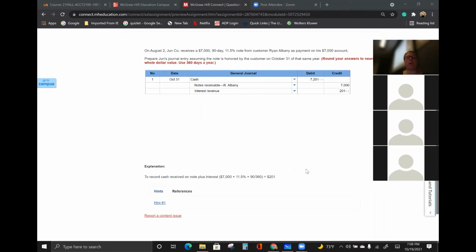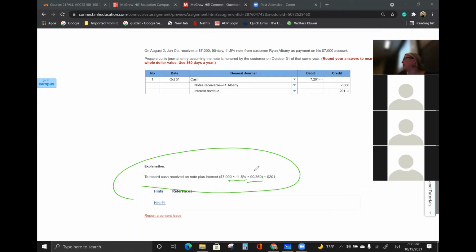So I get $201. So it's showing you the calculations here. 7,000 times 11.5%, times 90 and dividing by 360. I just said it the other way. I said divide by 360 to come up with your daily and then multiply it by 90. Same answer, $201. So this is the interest that I'm going to collect on that loan that I just did. I'm going to receive that money. So I'm going to have to record that as revenue because I'm receiving interest from a customer.